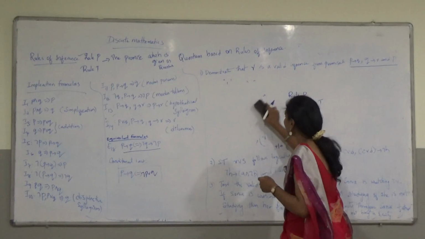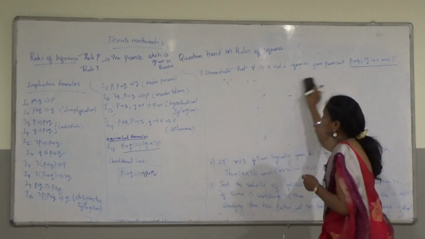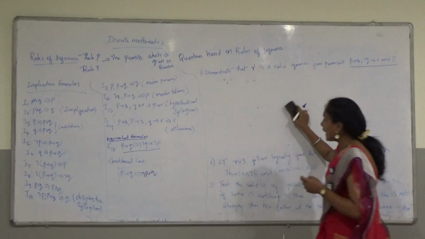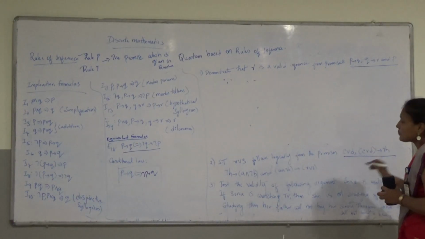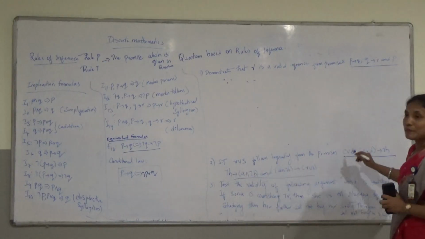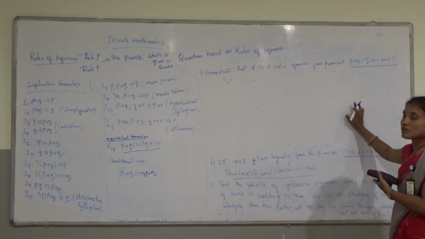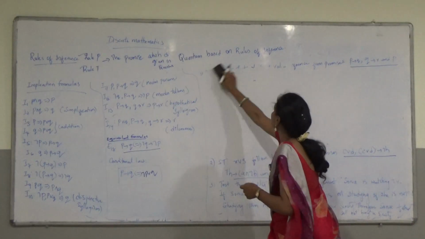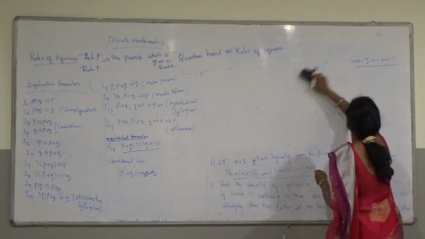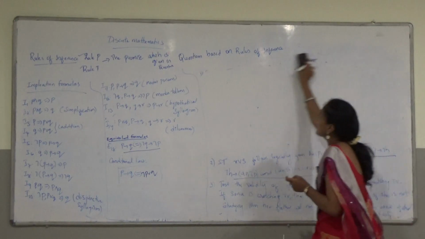So let us see the second type of question. Show that R or S follows logically from the premises they are giving. They may ask in such a way also, not only in the first method. The question may be twisted like this. Let us do this second problem so that you will understand the pattern.